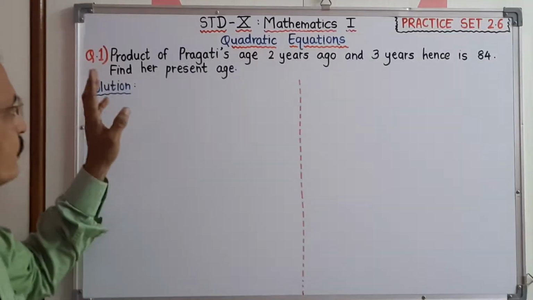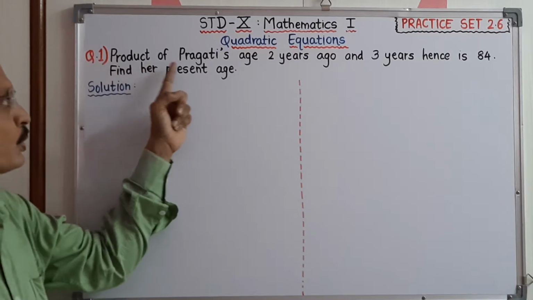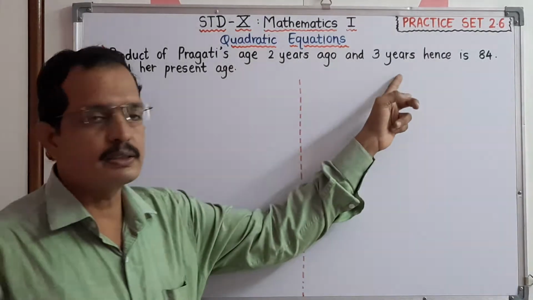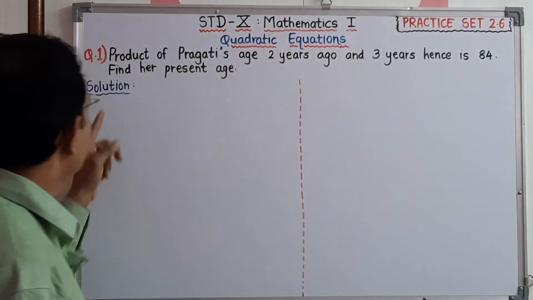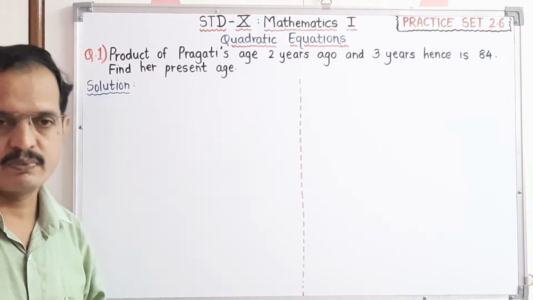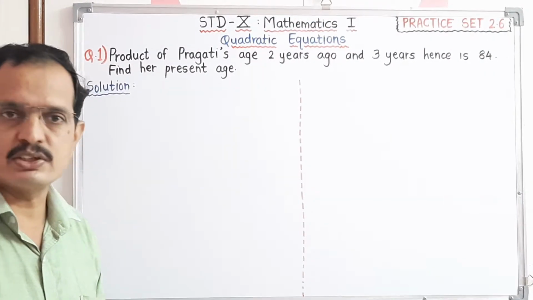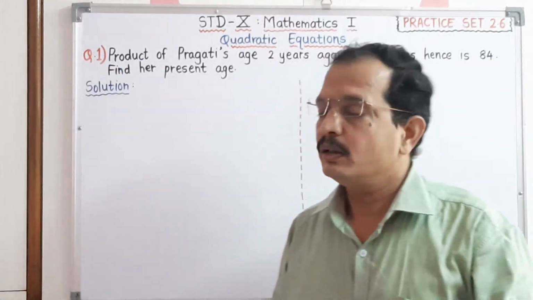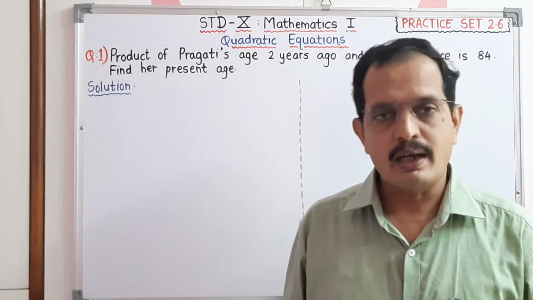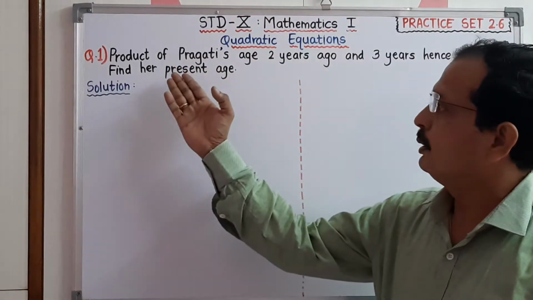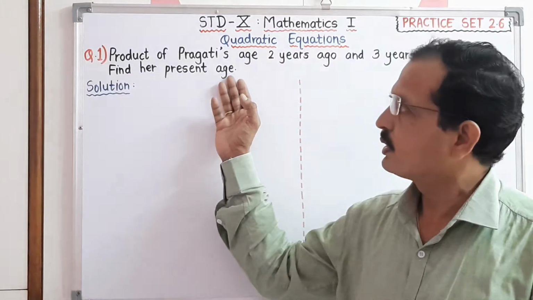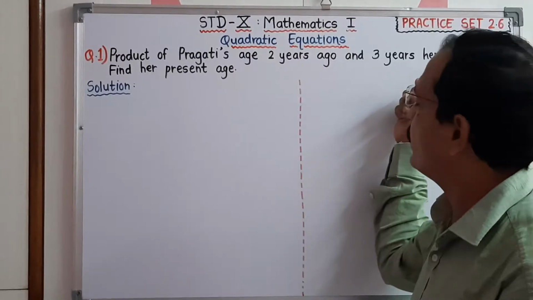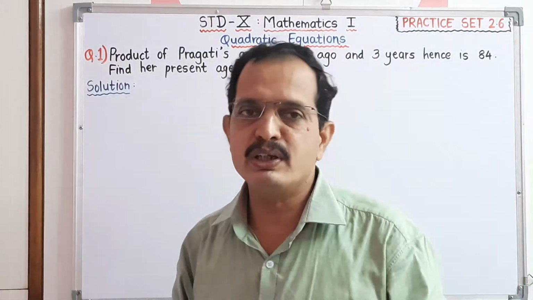Question number one is given. See, the product of Pragati's age 2 years ago and 3 years hence is 84. Find her present age. The question is related to age, and in the previous lecture, in the first chapter, I have explained the questions regarding age. Here two phrases are there, 2 years ago and 3 years hence. Now we must know the meaning of this.